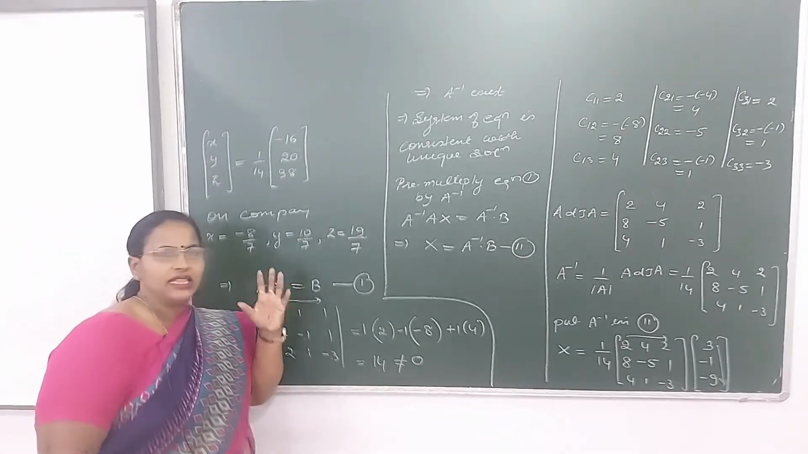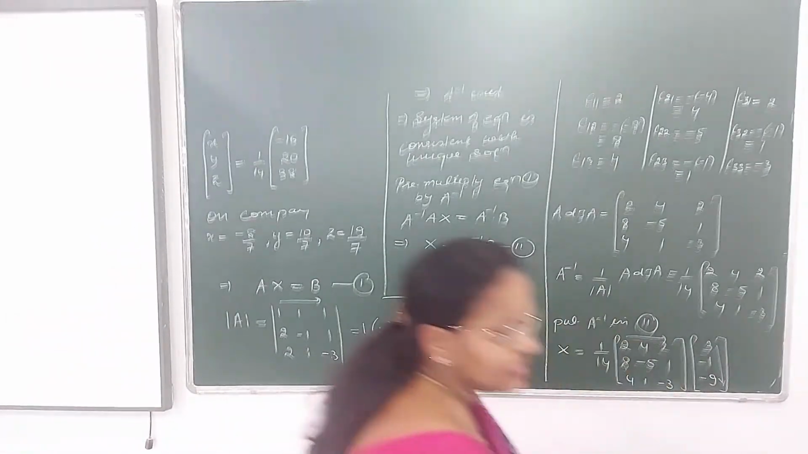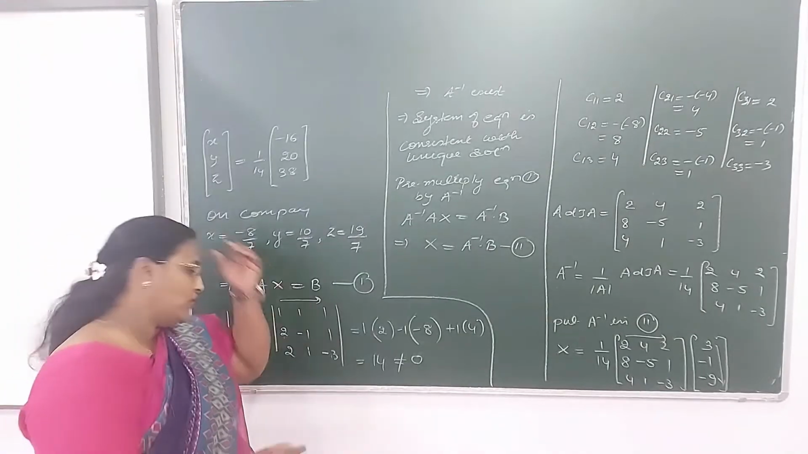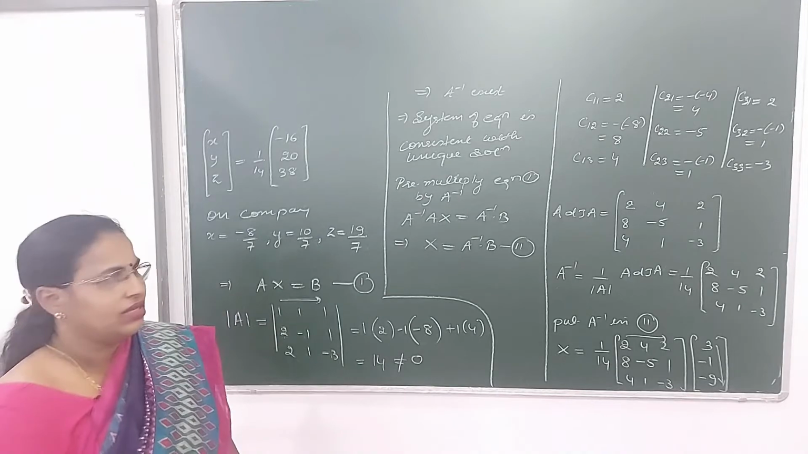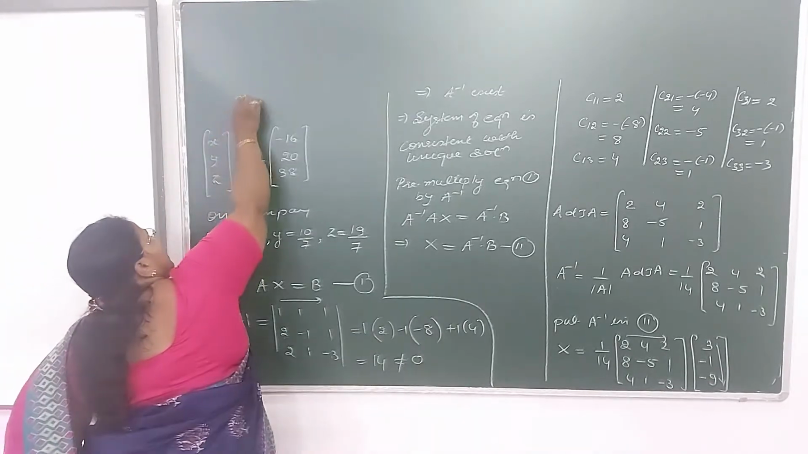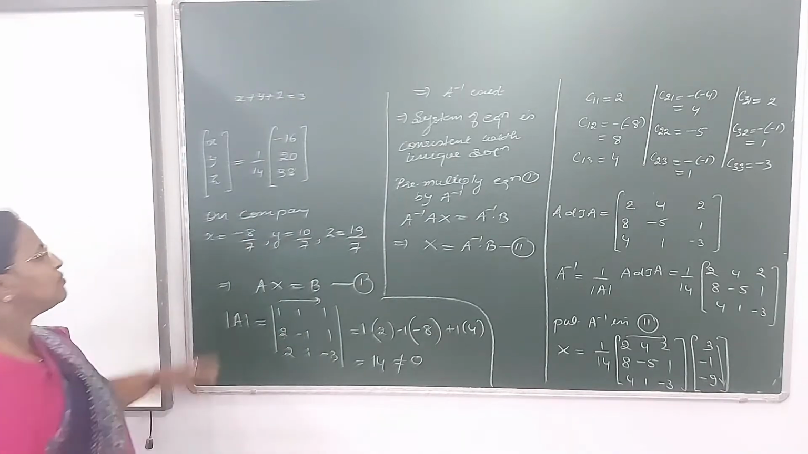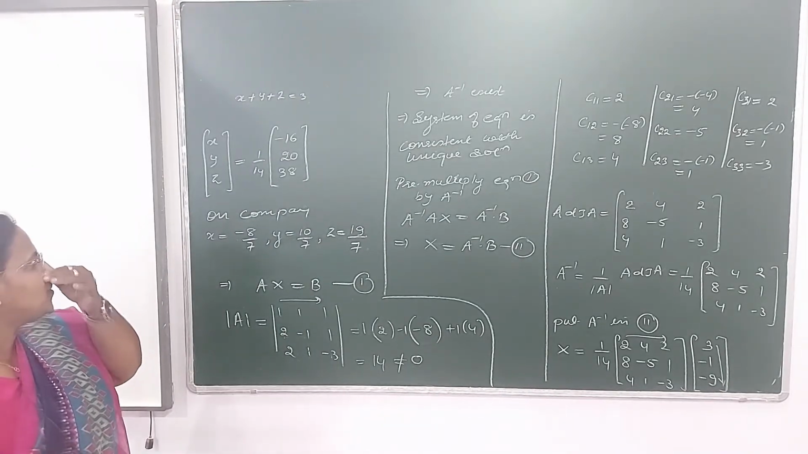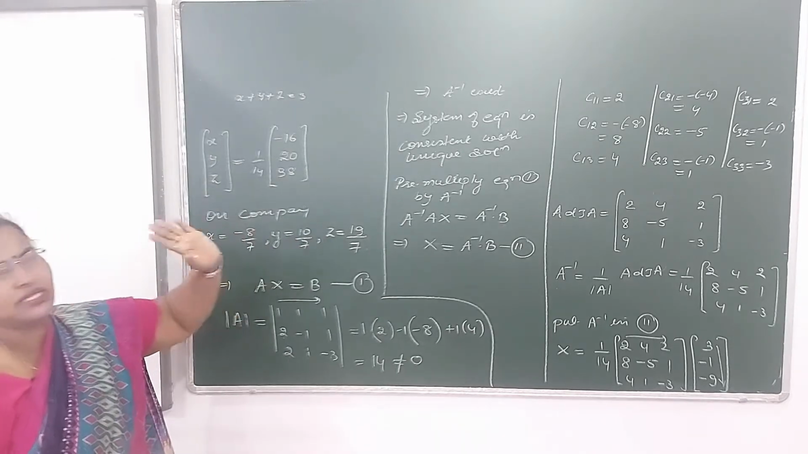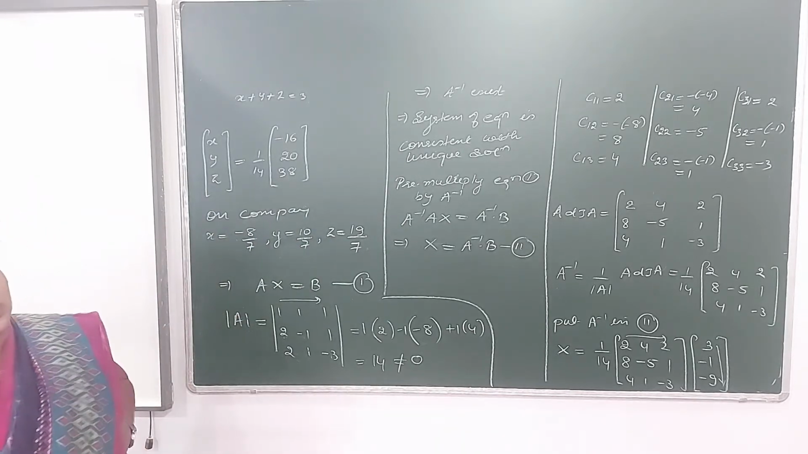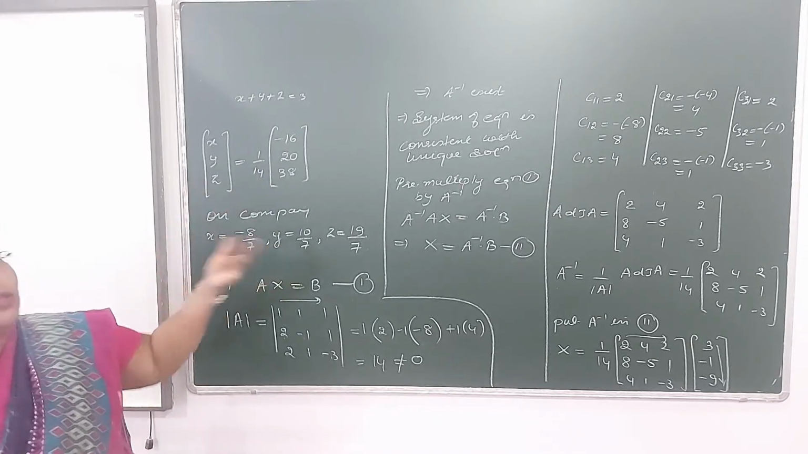Now after getting the answer, you should definitely check whether it is correct or not. So what to do? You will take all these values and put them in either of the equations. The very first equation was X plus Y plus Z is equal to 3. Let us check this. Substitute the values. How much are you getting? It's minus 8 by 7 plus 10 by 7 plus 19 by 7. So minus 8 plus 10 is 2, 2 plus 19 is 21, 21 by 7 is 3.